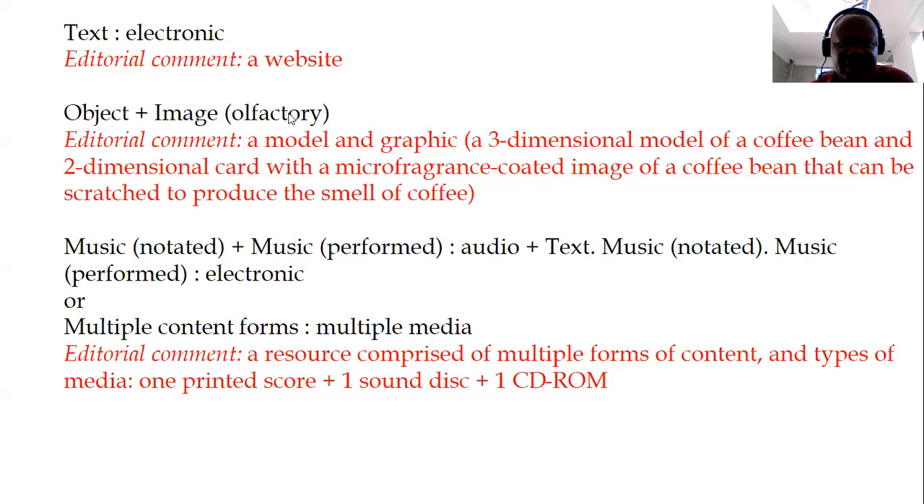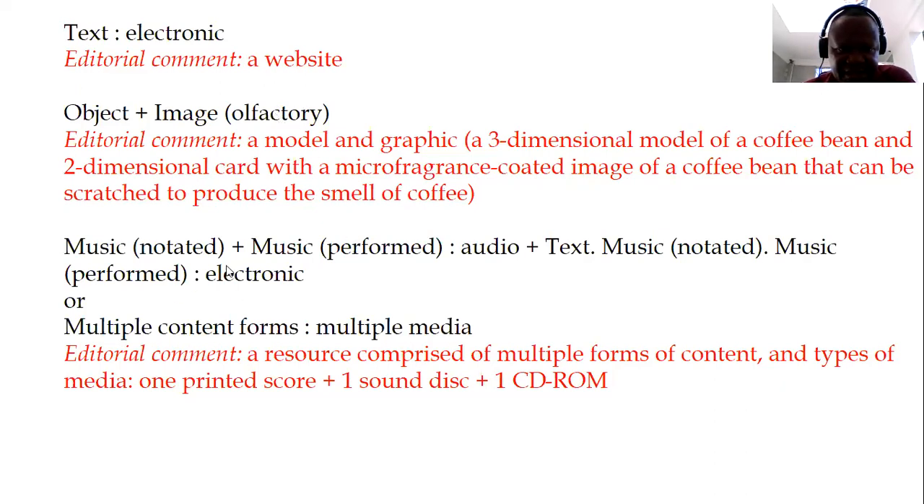But the second one has the content qualification, which is a specification of sense, meaning that this sense is what you will use. And from the readings here, this is a 3-dimensional model of a coffee bean and 2-dimensional card with a fragrance coated image of a coffee bean that can be scratched to produce the smell of coffee. And that smelling element is what brings this content qualification.